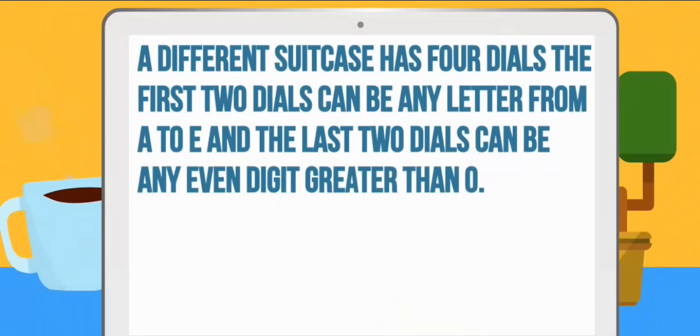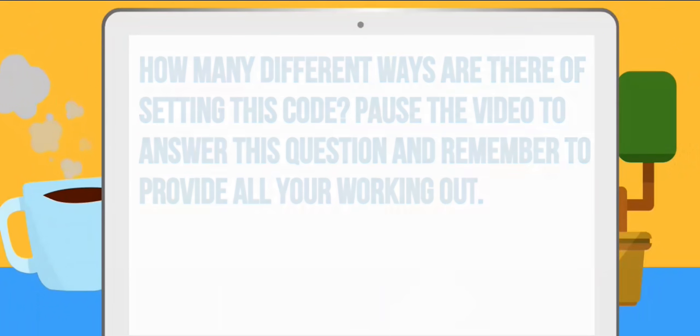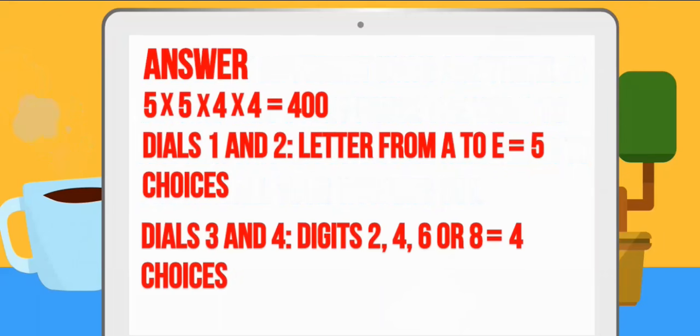A different suitcase has 4 dials. The first 2 dials can be any letter from A to E, and the last 2 dials can be any even digit greater than 0. How many different ways are there of setting this code? Pause the video to answer this question and remember to provide all your working out. The answer is 400. I have also provided the working out.